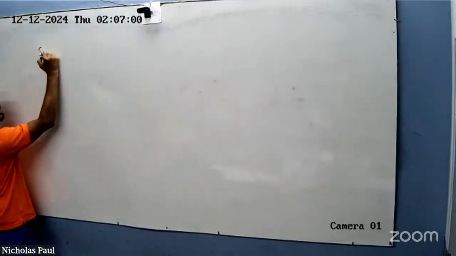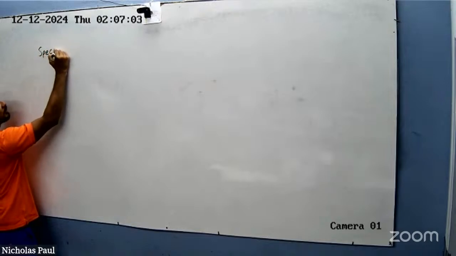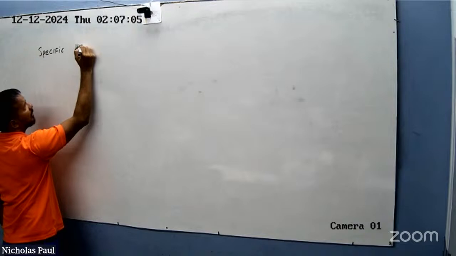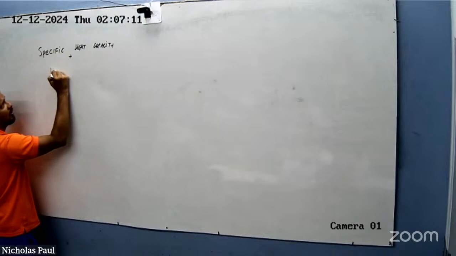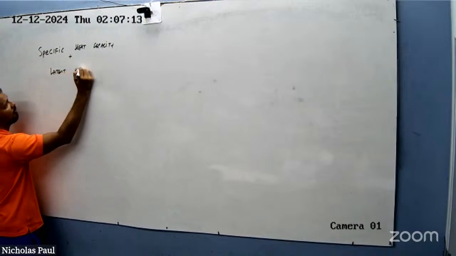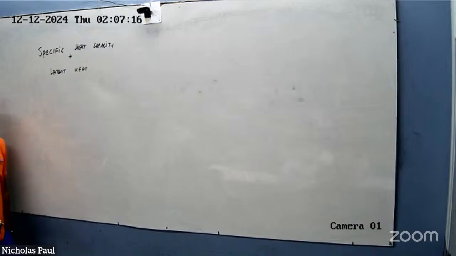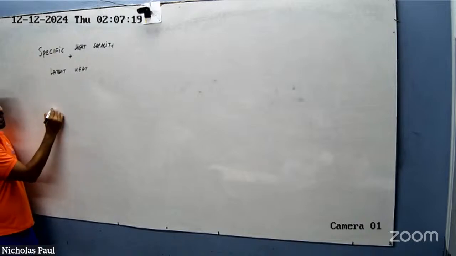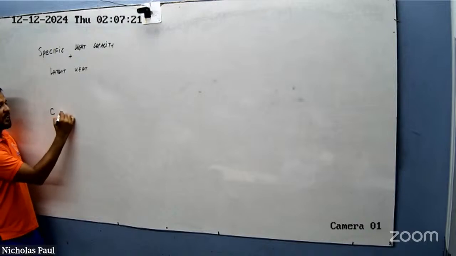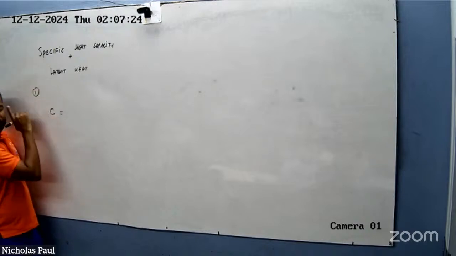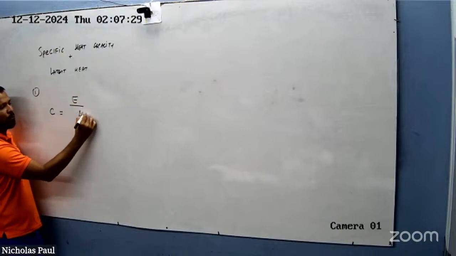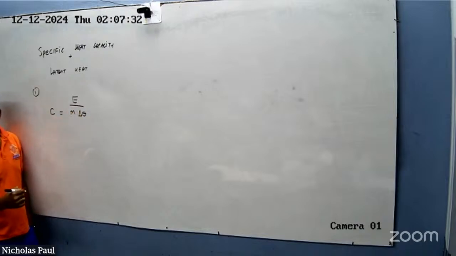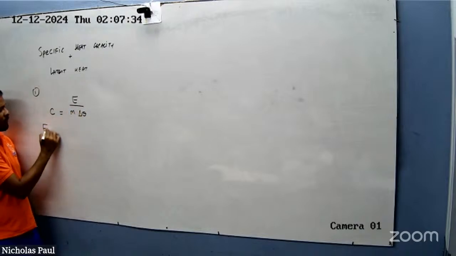So we're going to take a look at specific heat capacity and latent heat. Hopefully we can remember them. Specific heat capacity, that was small c. That's the first thing. That was the amount of energy required to change the temperature of a particular mass. Remember that?